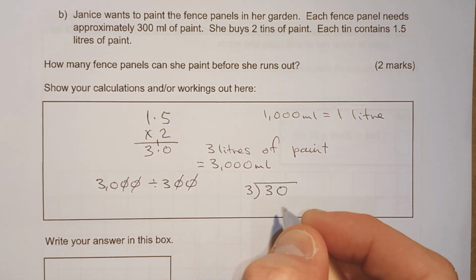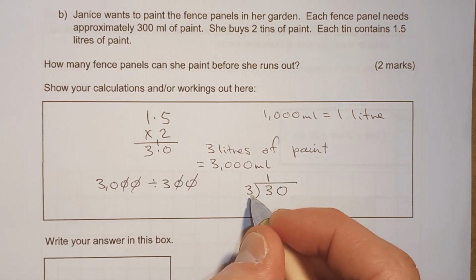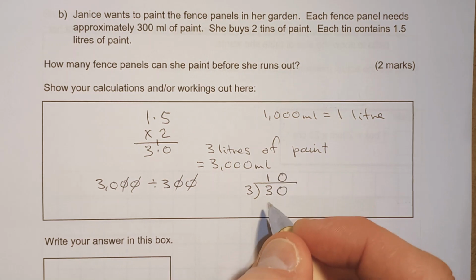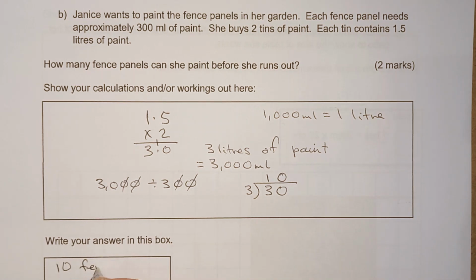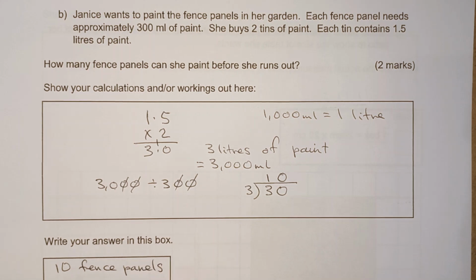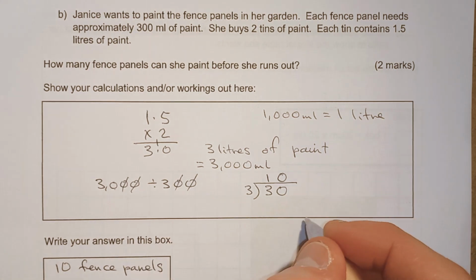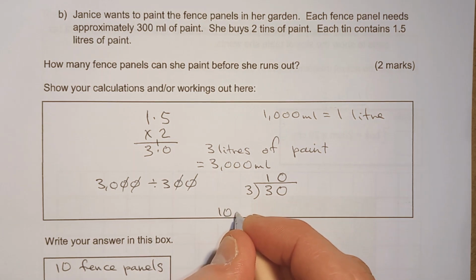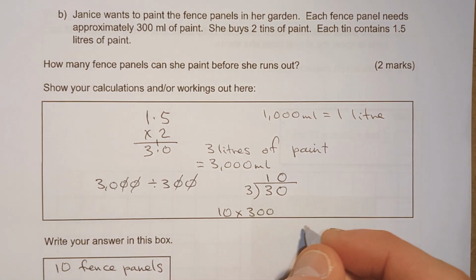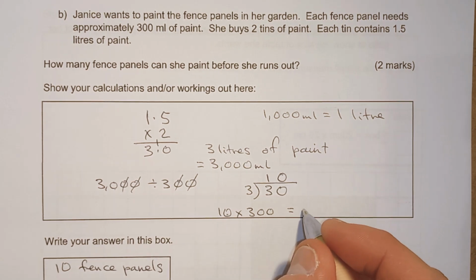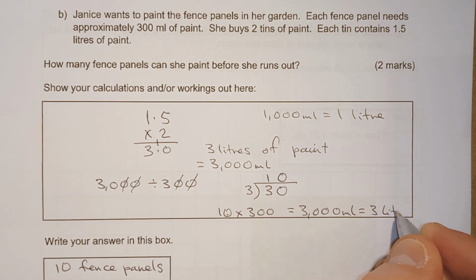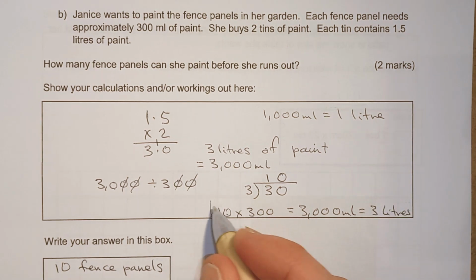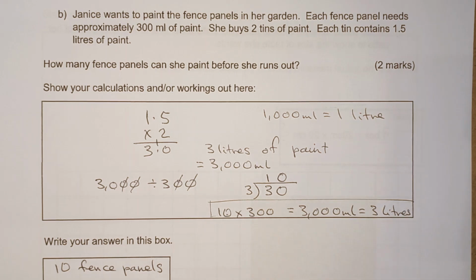And if we do that using the bus stop method, 3 goes into 3 once, 3 into 0 goes 0 times. So it's going to be 10 fence panels. And we can easily check that because we can say, well, if there's 10 of them and each one needs 300 millilitres, well, we just put the 0 on the end, which gets us back to 3,000 millilitres, which is equal to 3 litres. So that's like a little check for us.